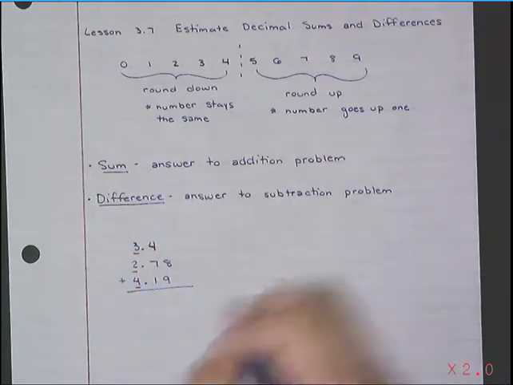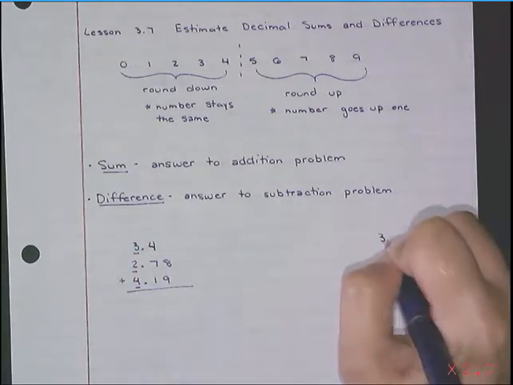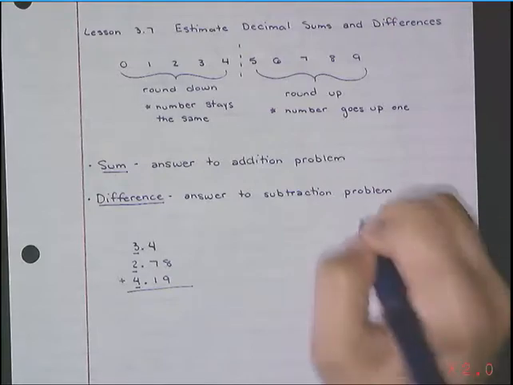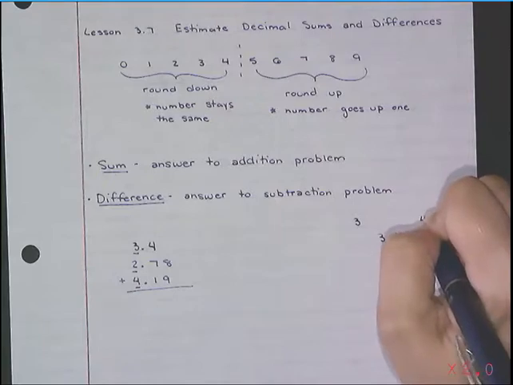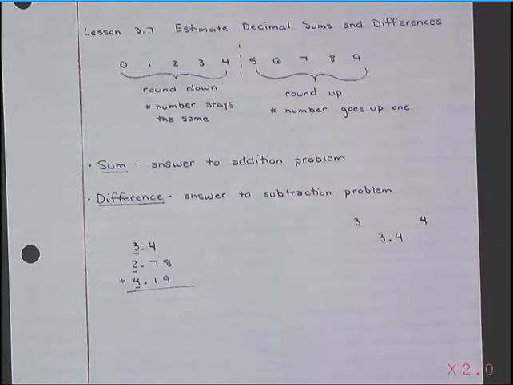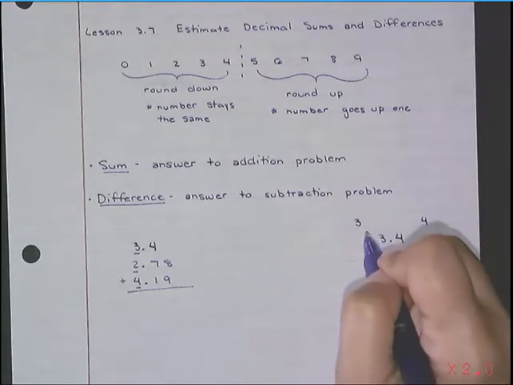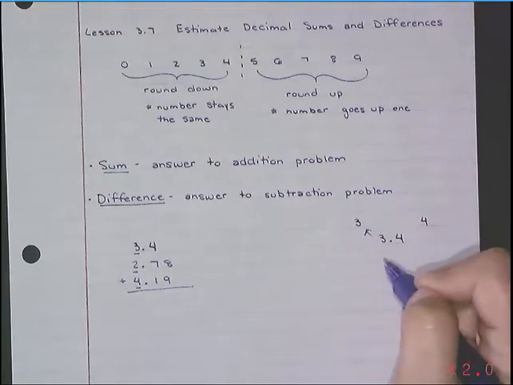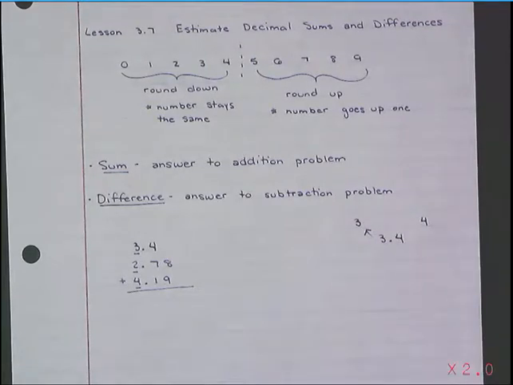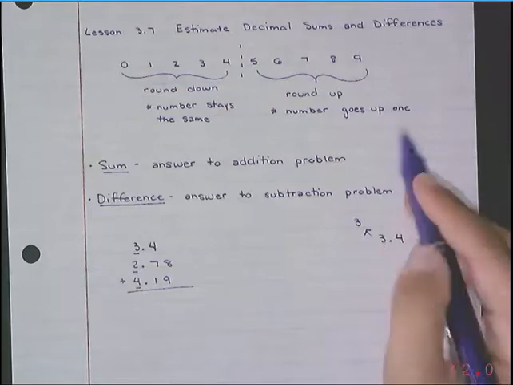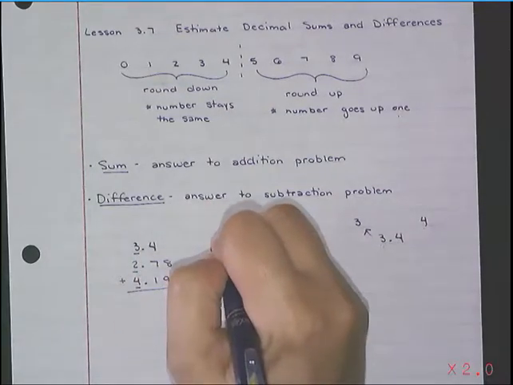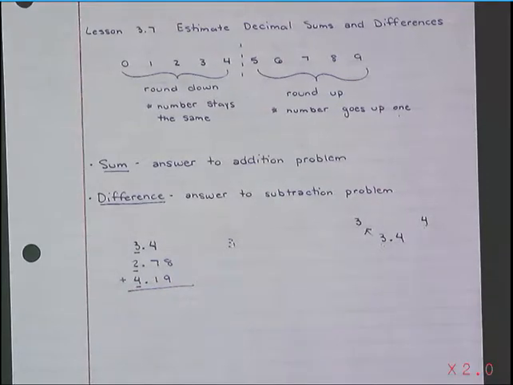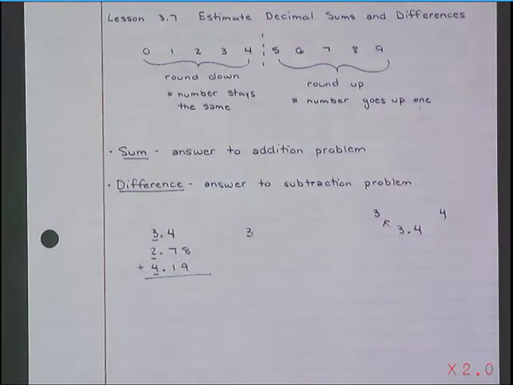Because remember, if we take a look at 3.4, we're determining, is this number closer to 3 or is this number closer to 4? Okay, it is closer to 3. So that's what I mean by the number stays the same. Okay, if it was closer to 4, it would go up 1. 3 would go to 4. Okay, so 3.4 rounded is 3.